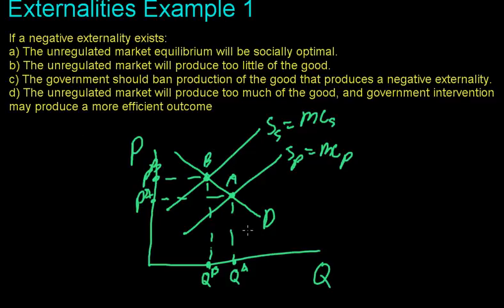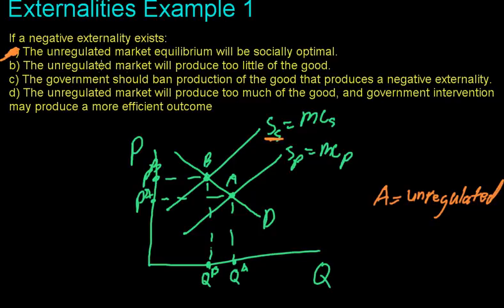So the first thing is that we know that A is the unregulated outcome. And we can tell that that's not socially optimal because that's not taking into account all of the costs that society bears. That's not taking into account the negative externality here. So we know that the unregulated market equilibrium will not be socially optimal. So this answer is done.